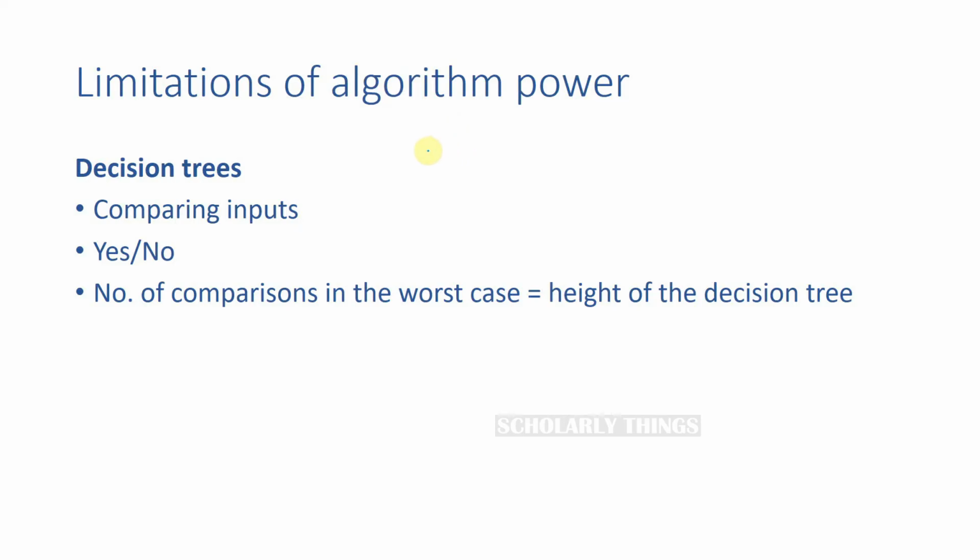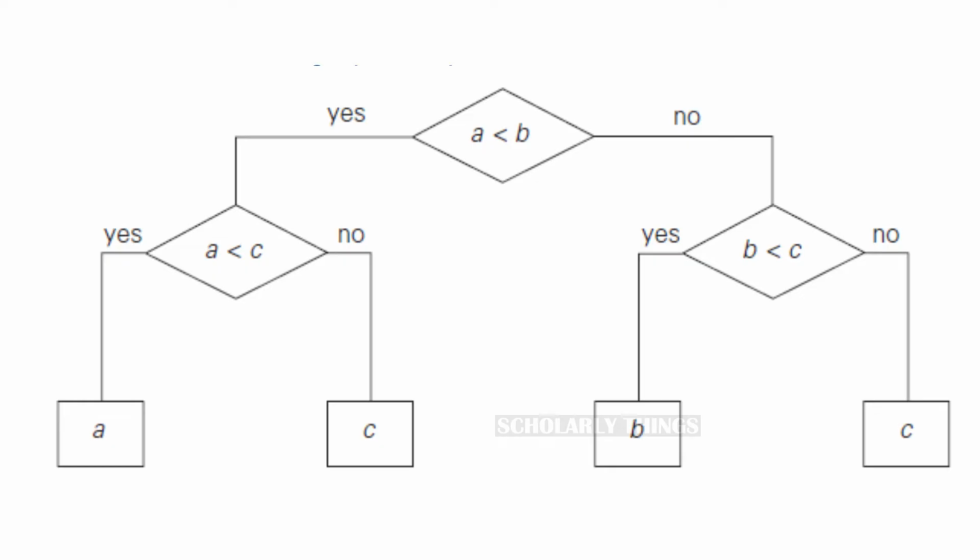The next topic under limitations of algorithm power is decision trees. Some of the important algorithms like sorting and searching involve comparing their inputs. In these scenarios, we can use decision trees. This is an example of a decision tree for finding the minimum of three numbers.